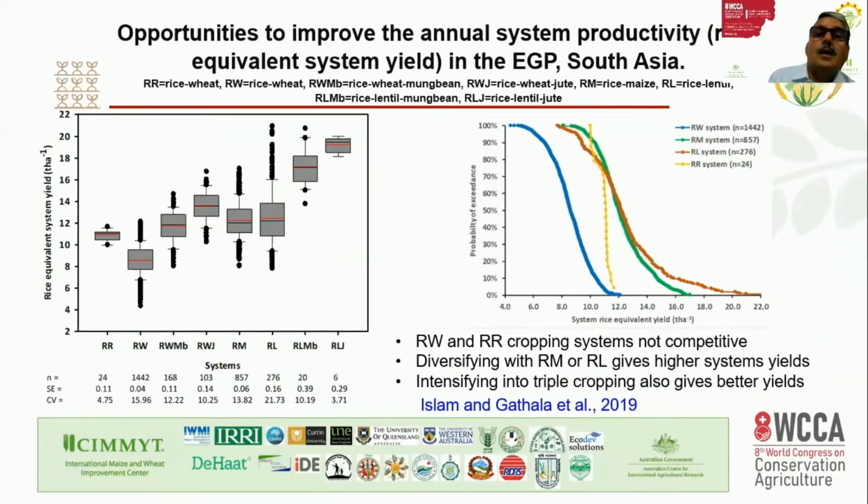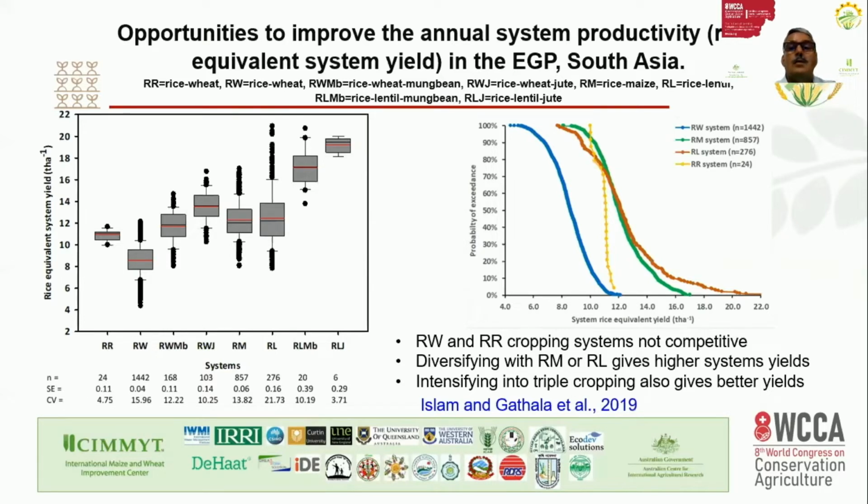If you look at the cropping system analysis and scenarios, both dominating cropping systems, rice and rice-wheat systems, are not competitive with the alternative cropping systems, which means we need to diversify our cropping system with alternative cropping system options and diversification options.